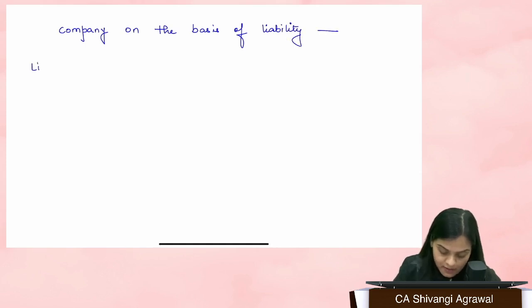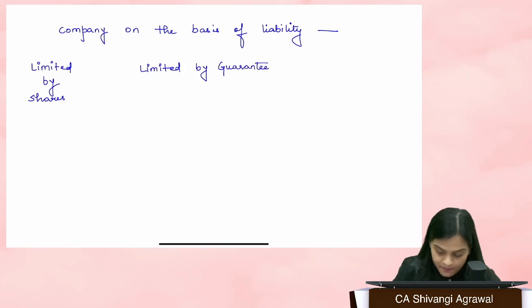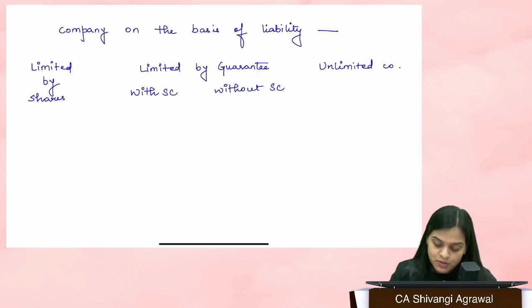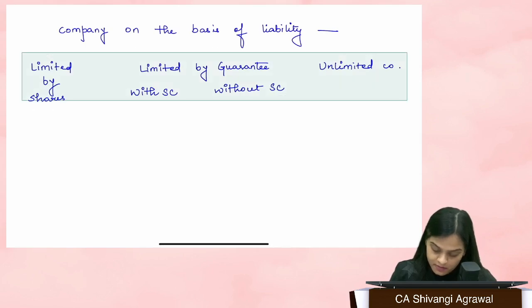Okay. So we have company limited by shares, limited by guarantee with share capital, without share capital, and then we have unlimited company. Again, it is with share capital or without share capital, but that is something which is not very relevant and important. Okay.